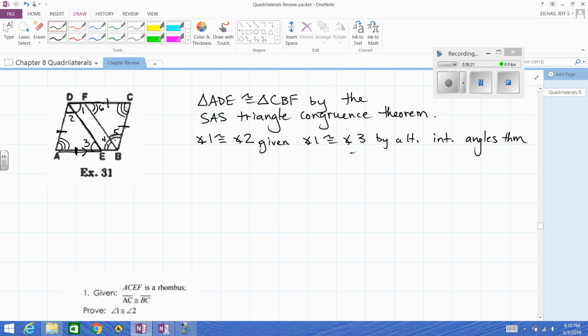Remember, this is not a full proof. If it was a full proof, I'd have to mention that those are parallel, DC and AB. I'm just trying to summarize what I did. So then, because of these two things, angle 2 is congruent to angle 3. That's by transitive property or substitution. And then that makes triangle ADE isosceles. Okay, that's where we get these two the same from, and then it just kind of continues from there.